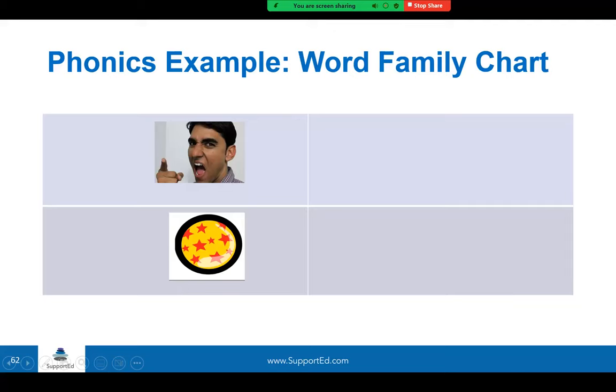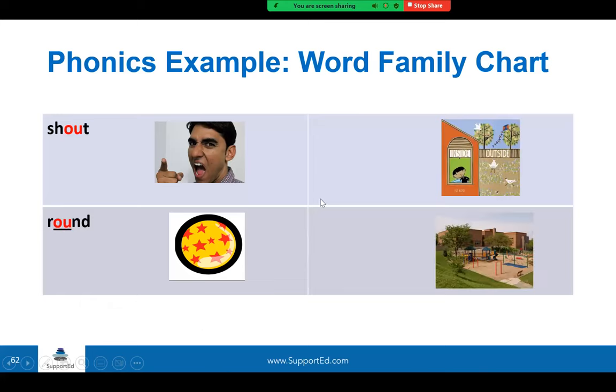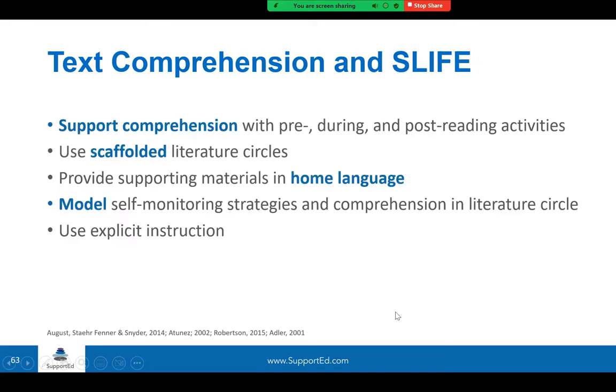This is an example of one, a mini lesson around the ow sound. So you would provide students with that spelling, go through some words, identifying that sound, and then putting it into context, being able to see it in words that are from a familiar text so that they can start making connections to the other words with that same sound pattern.